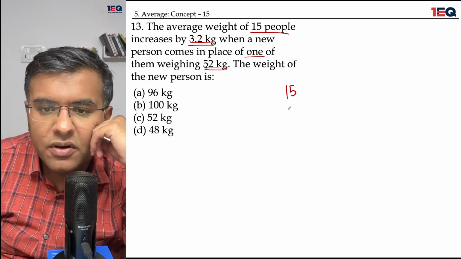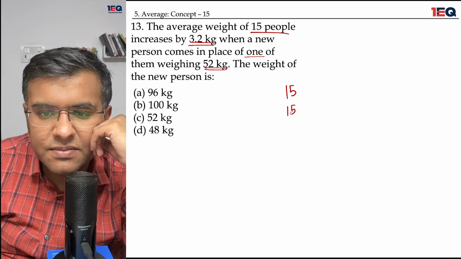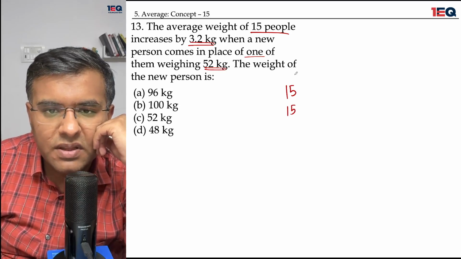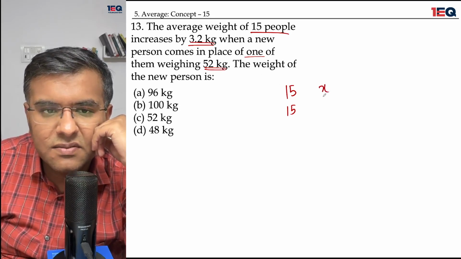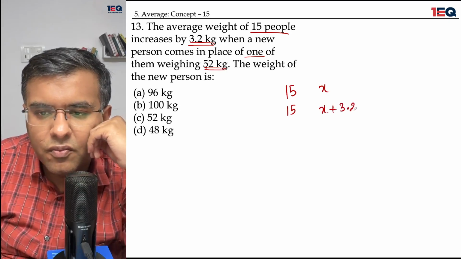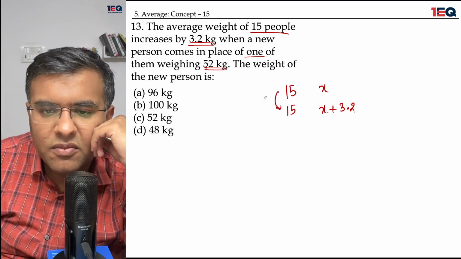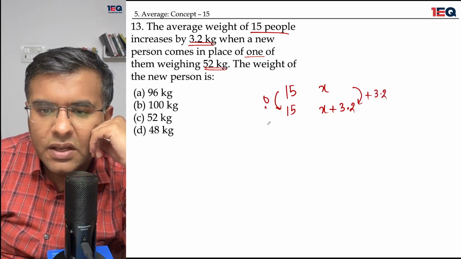15 people are already there. A new person comes in place of one, that means there is a replacement. The number of people is going to remain the same. When a new person comes in place of one of them weighing 52 kgs, this was x, and there is an increase of plus 3.2 happening. I'll quickly use the arrows.